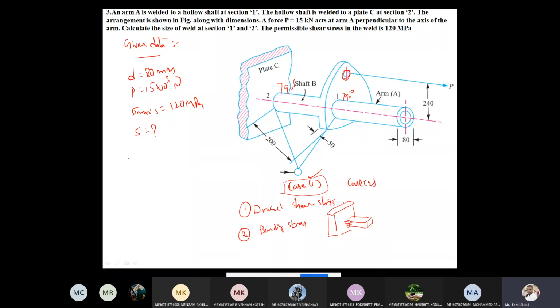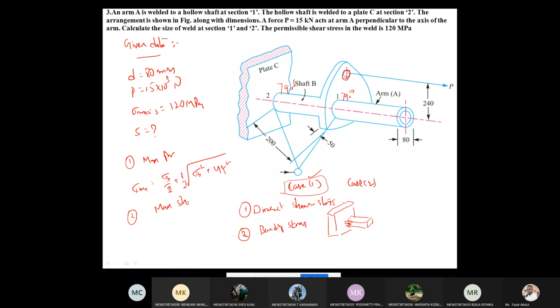That is, first one, maximum principal stress theory. Maximum principal stress theory, what is that? The equation is: bending stress by 2 plus 1 by 2 into square root of bending square plus 4 shear square. And the second one is the maximum shear stress theory. With this, maximum shear stress equals 1 by 2 square root of sigma b square plus 4 shear square.